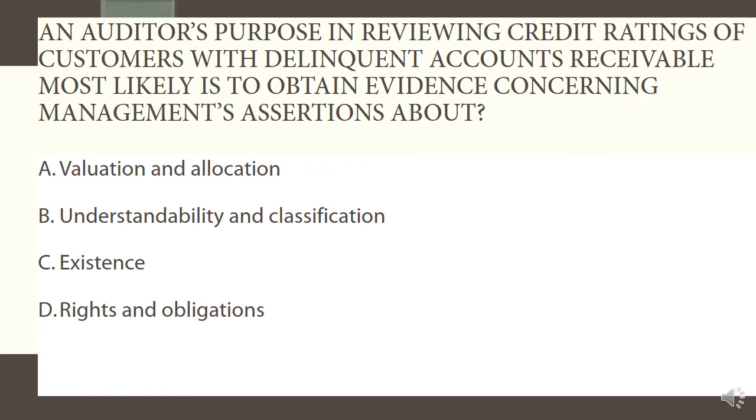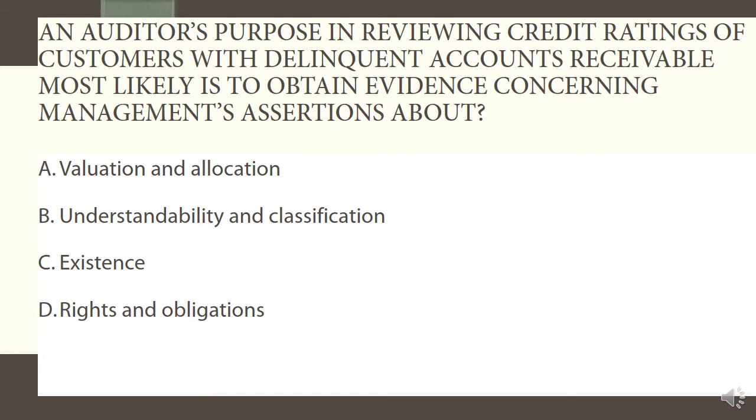Item B, assertions about understandability and classification deal with the financial reporting, whether the financial information is appropriately presented and described, and whether disclosures are clearly expressed. Item C, existence deals with whether assets, liabilities, and equity interests of the entity exist at a given date. Reviewing credit ratings of delinquent customers doesn't provide evidence about this type of assertion.